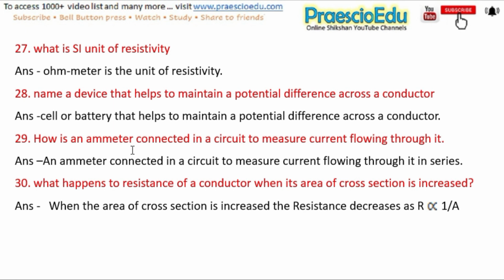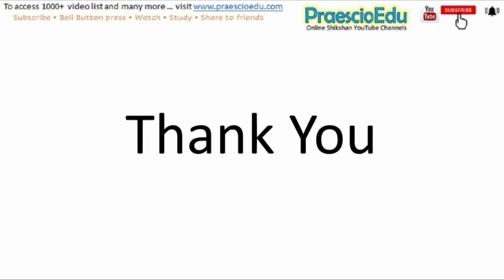Next question is how is an ammeter connected in a circuit to measure current flowing through it? And the answer is an ammeter is connected in series in a circuit to measure current flowing through it. Next question is what happens to resistance of a conductor when its area of cross section is increased? And the answer is when the area of cross section is increased, the resistance decreases as R is inversely proportional to 1 upon A. सो स्टूडेंट्स ये थे एक्स्ट्रा क्वेश्चंस जो हमने आपके लिए तैयार किए हैं.